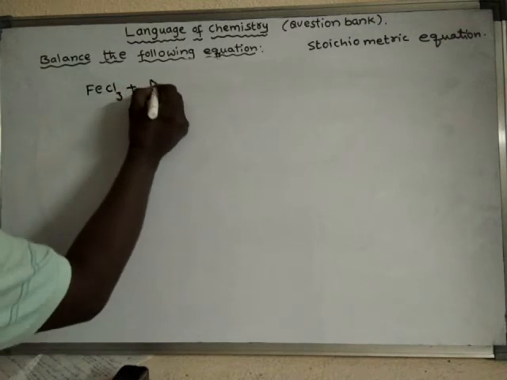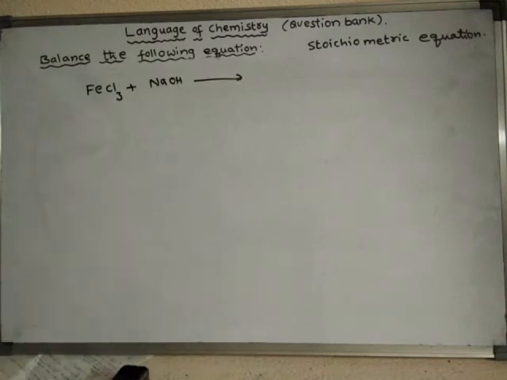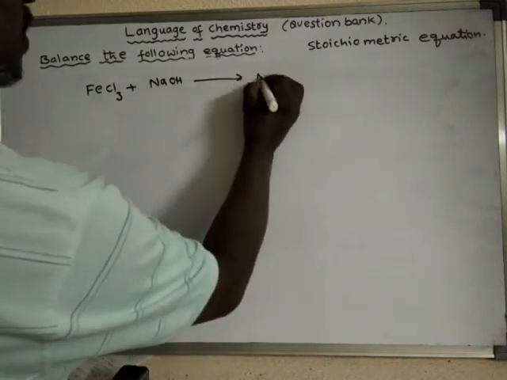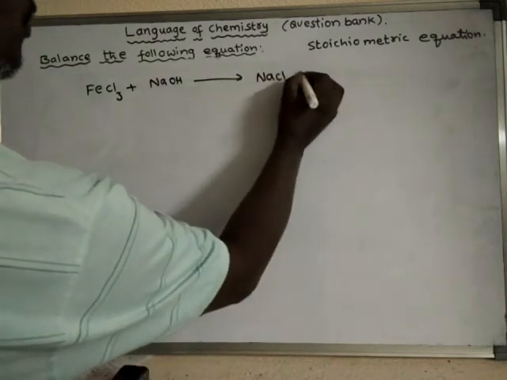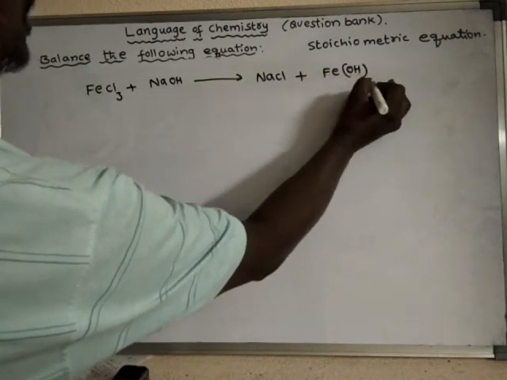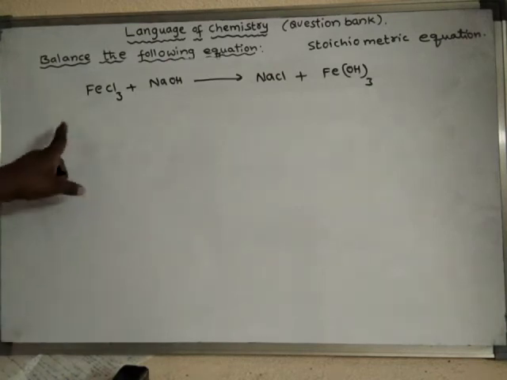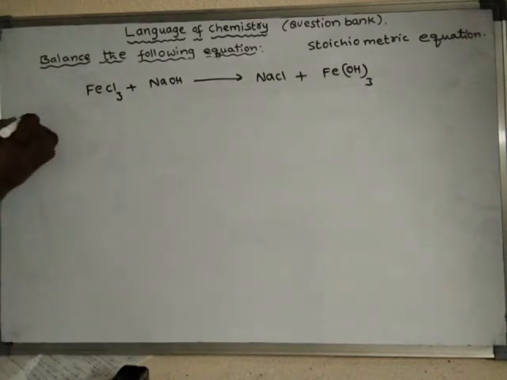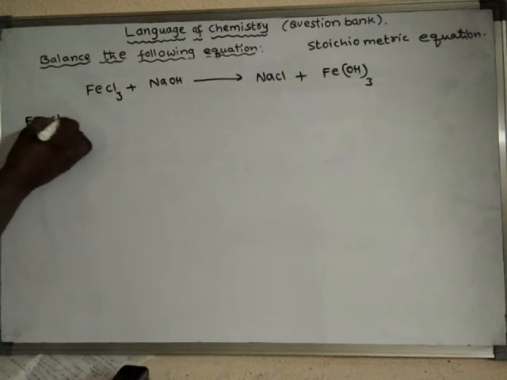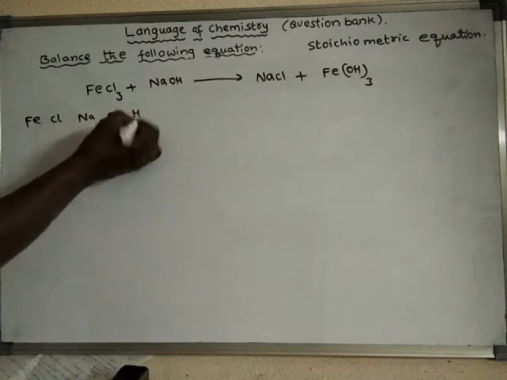FeCl3 plus NaOH gives rise to NaCl plus Fe(OH)3. Okay. Now we will balance this equation by using the frequency number method. So identify the elements. What are the elements? Iron, chlorine, sodium, oxygen, hydrogen.